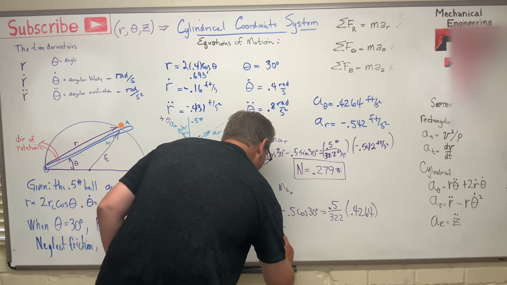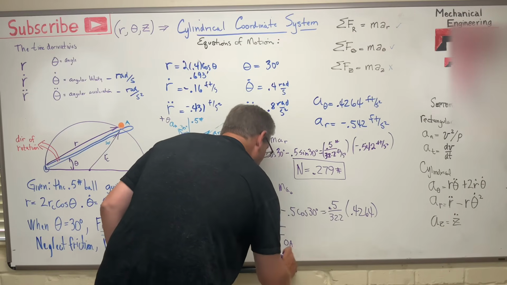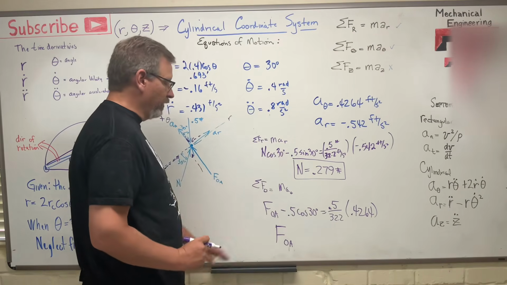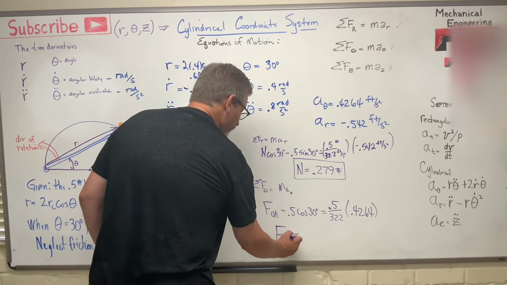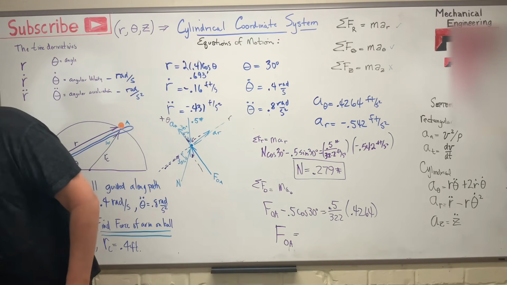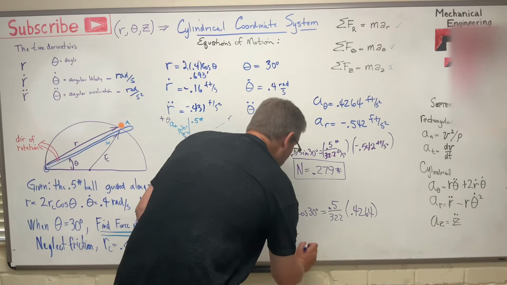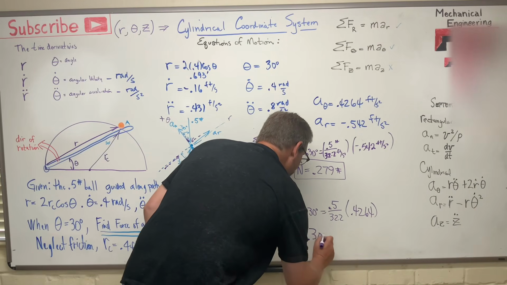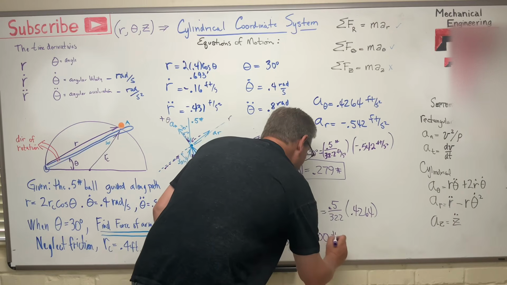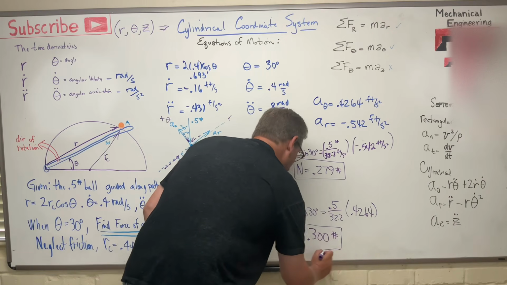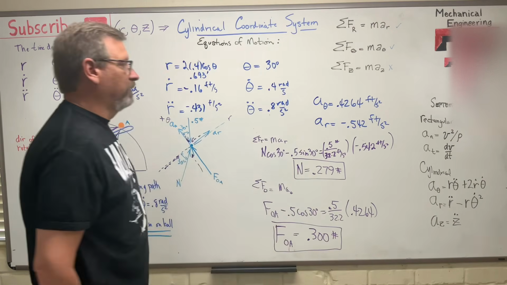So F, the force on the ball due to the bar OA, is equal to, what do I get if we calculate that? 0.300. And so there is the force on the ball.